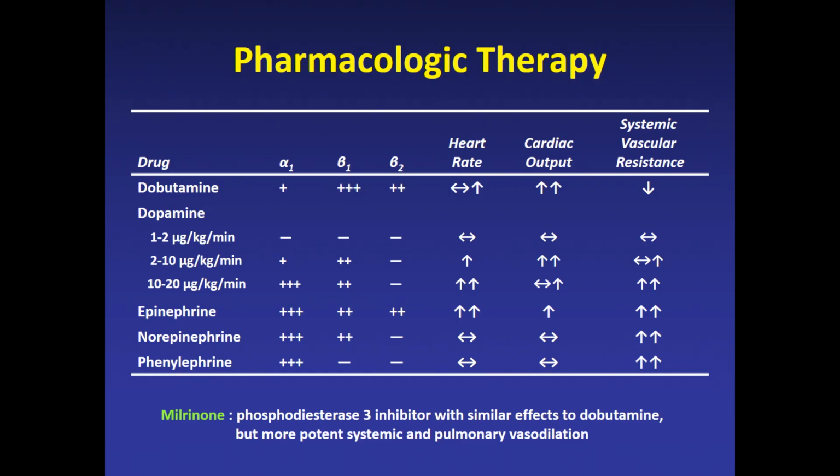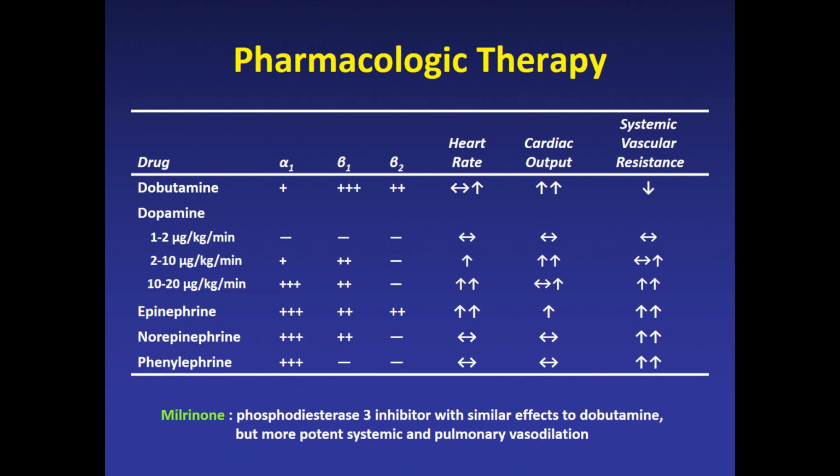When selecting pharmacologic therapy, as I mentioned, it's important to keep in mind the cardiac output and the systemic vascular resistance. These are the options for inotropic support in patients with cardiogenic shock, and they include dobutamine, which is the most potent of our selective beta-1 agonists, dopamine, epinephrine, norepinephrine, and phenylephrine. The adrenergic agonists vary in their receptor selectivity, and one may wish to select the appropriate agent based on the effect that one is trying to achieve.